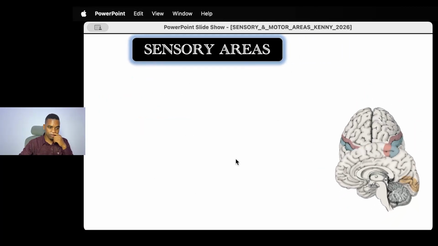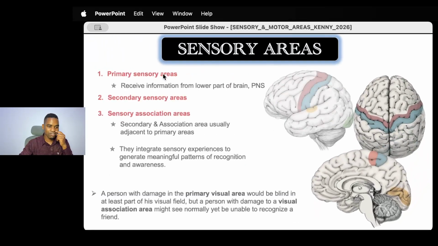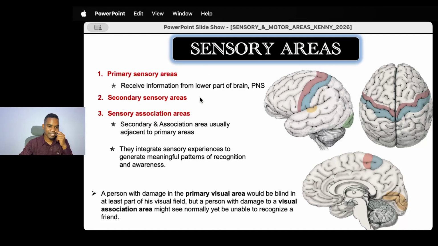Okay, next let's talk about the primary somatosensory areas as one among the sensory areas of the brain, because we've divided the sensory areas of the brain into primary sensory area, secondary sensory area, and the sensory association area. And in this discussion, we want to deal with the primary sensory areas, and we will spare the higher cognitive, higher integrative function of the sensory areas.